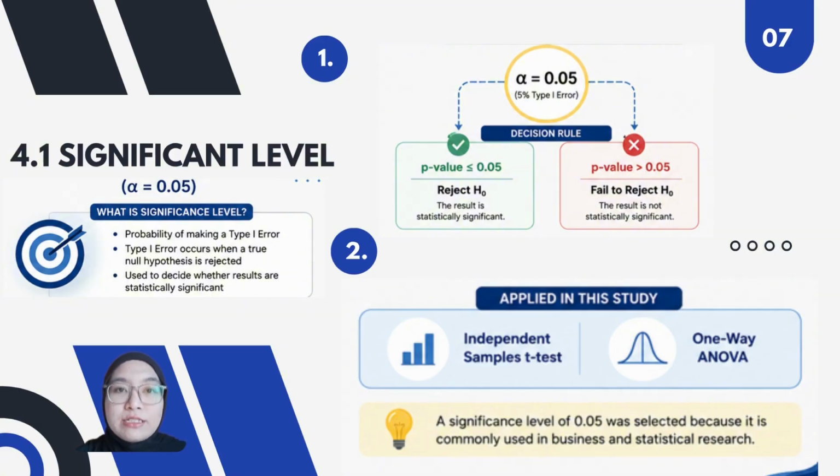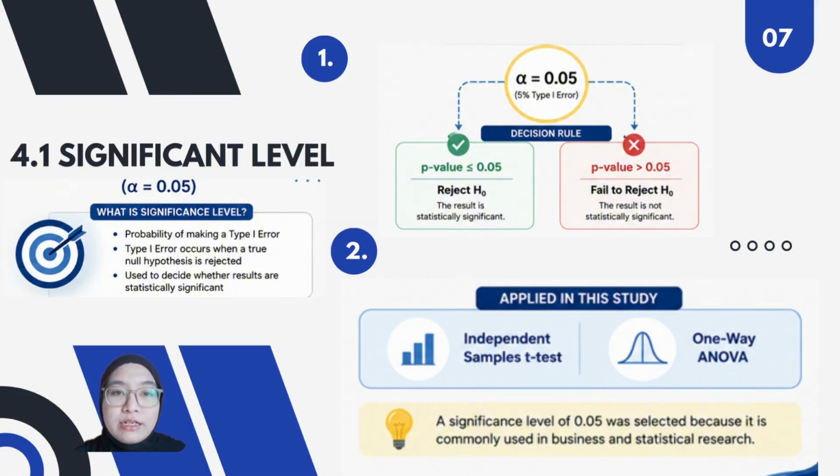Next, I will explain the significance level used in the study. The significance level, represented by alpha, is the probability of making a type I error, which occurs when a true null hypothesis is rejected. In the study, we use a significance level of 0.05 or 5% because it is widely accepted in statistical research and provides a balance between reliability and decision making.